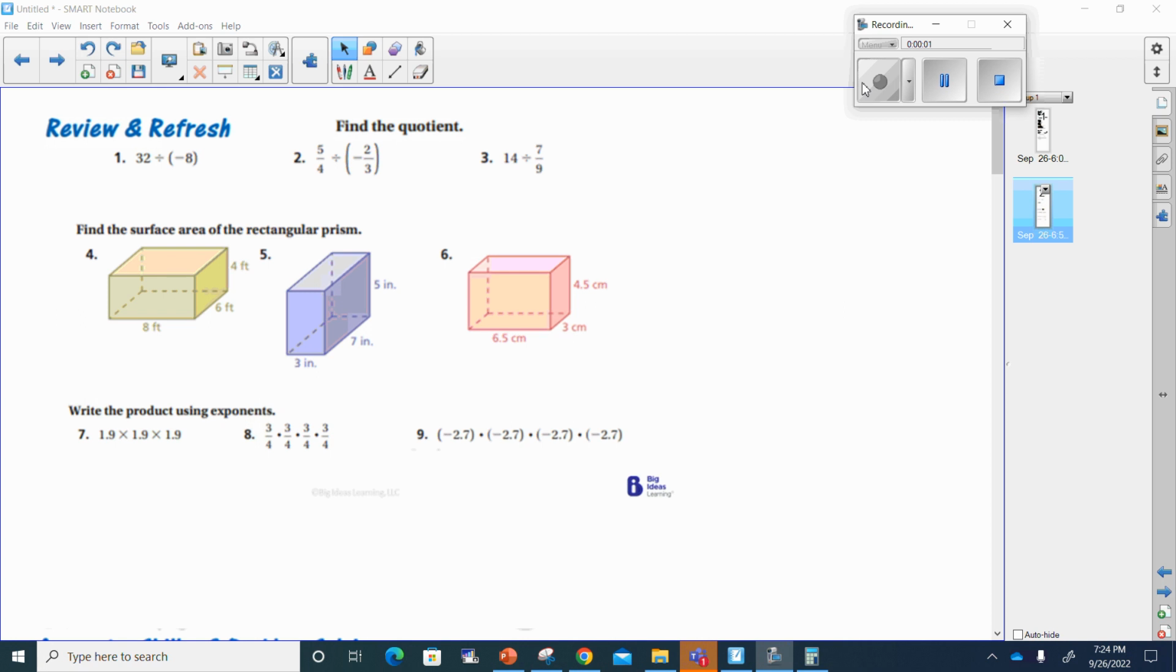My seventh graders, let's go ahead and get this homework knocked out. I got all the odd ones. The first one is 32 divided by -8. I know 32 divided by 8 is 4, and a positive divided by a negative is a negative. So this answer is going to be -4.